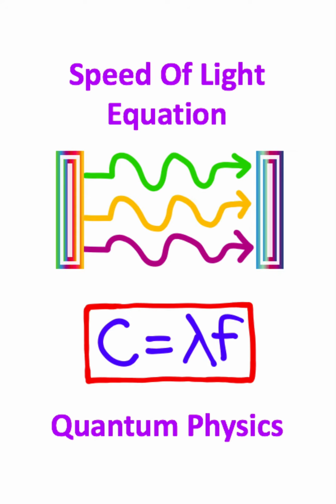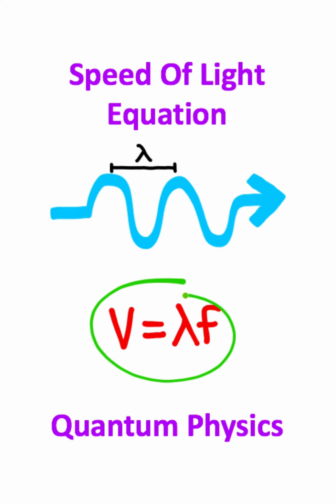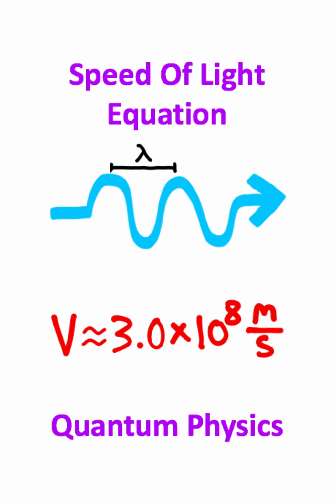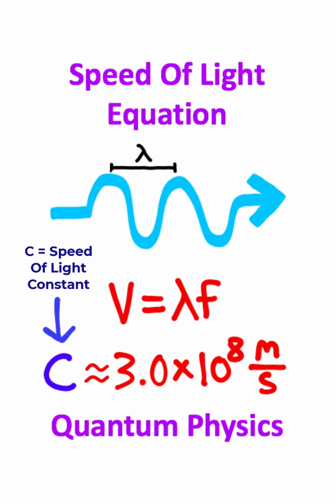Let's talk about the equation for the speed of light. This is the general equation for the speed of a wave. In the last quantum physics video, we used this equation on an electromagnetic light wave, and we figured out the speed was approximately 3 times 10 to the 8 meters per second. This right here is approximately the speed of light. Now, anytime you're dealing with light, this is always going to be the speed of your wave.